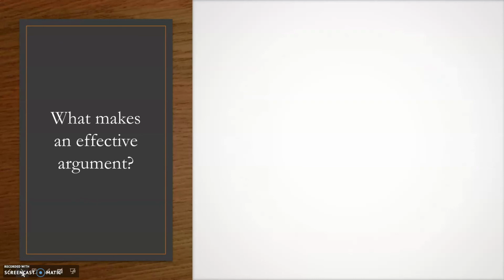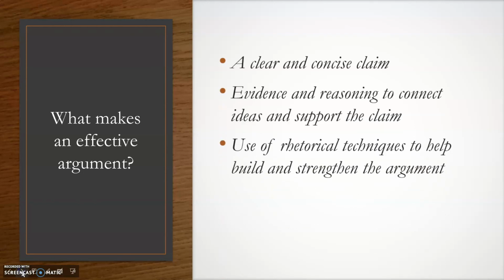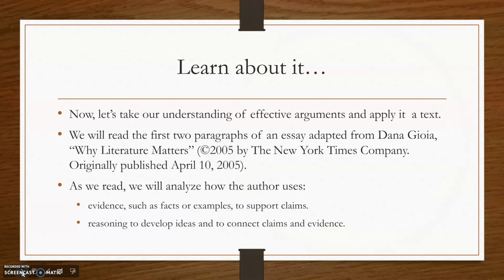In your thinking about what makes an argument effective, you may have come up with some of the following points: a clear and concise claim, evidence and reasoning to connect ideas and support the claim, use of rhetorical techniques to help build and strengthen the argument, and an awareness of the audience. So using our understanding of effective arguments, we are now going to apply that to a text.